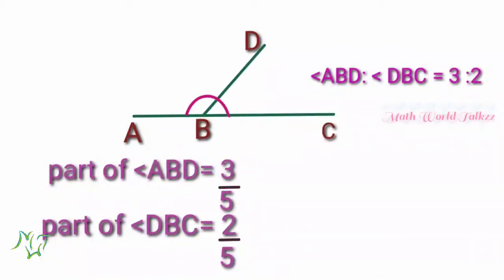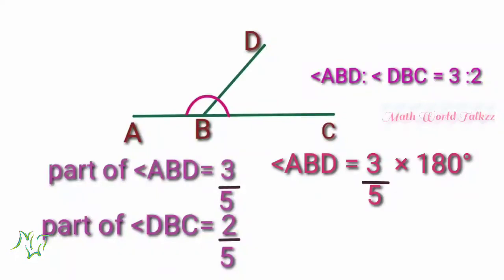From the figure itself, it is clear that the sum of these two angles is 180 degrees. That is, they are a linear pair. So the sum of the two angles is 180. So we can easily do it. That is, angle ABD is equal to 3 by 5 into 180.